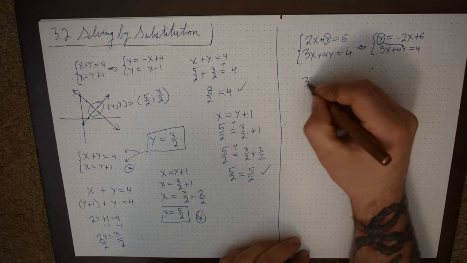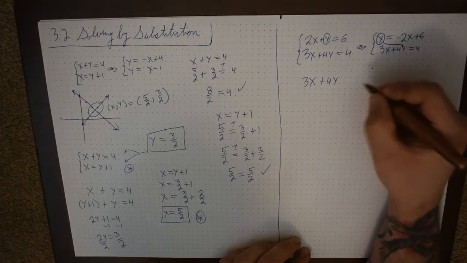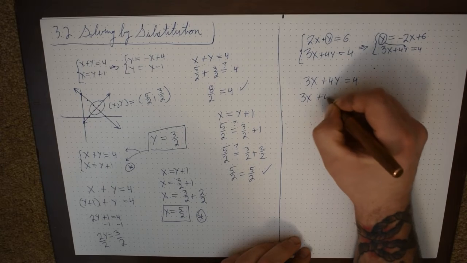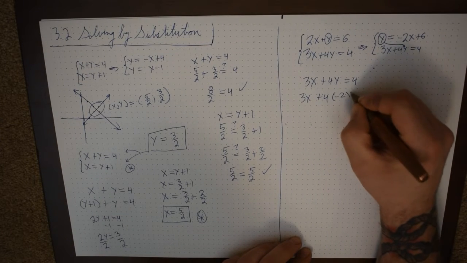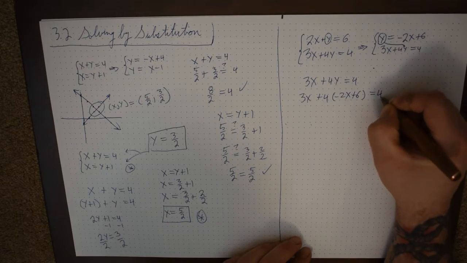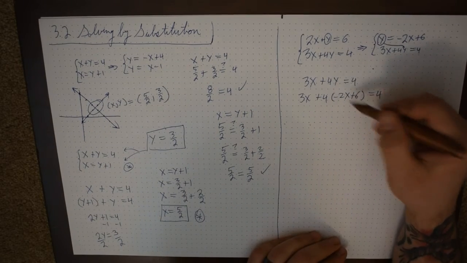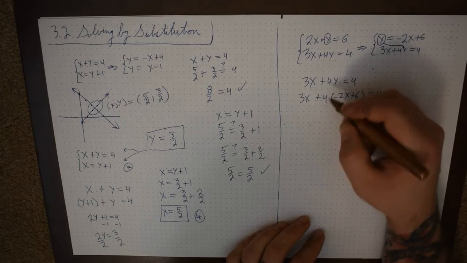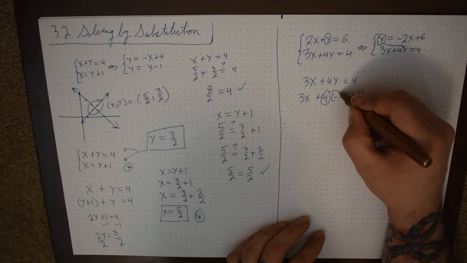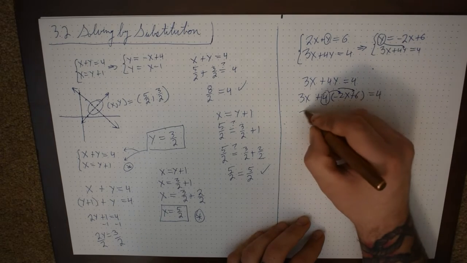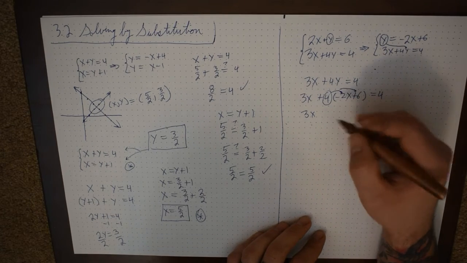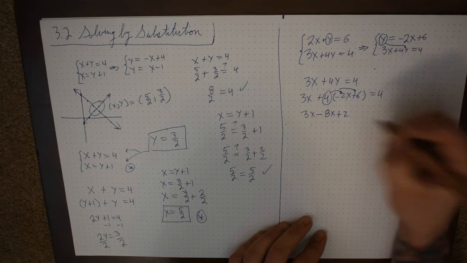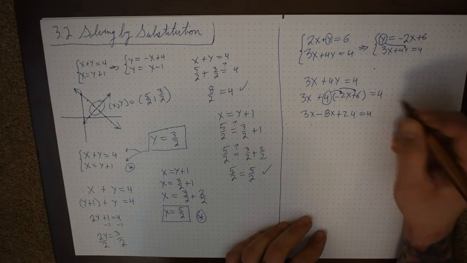That means when we had 3x plus 4y being equal to 4, we can rewrite this equation as 3x plus 4 times negative 2x plus 6 equals 4. All we've done was replace y with it in terms of x's and constants. So now we'll distribute that 4 across addition. Get 3x. 4 times negative 2x will give us a negative 8x, and then 4 times 6 gives us a positive 24. That's equal to 4.